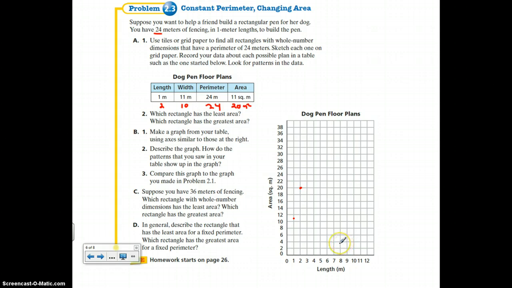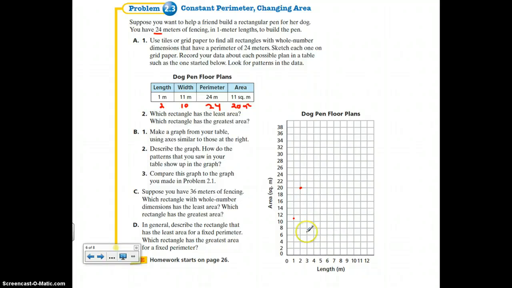Then you're going to describe your graph. What does it look like? And then how does your graph look like what you saw in your table? So when you look at your table, what's happening, and then how is that like what you saw in your graph. And then it wants you to say how this graph is similar or different than the one you made in problem 2.1. So you can look back in your notebook. We did that on Thursday. You can pause now and do question B.